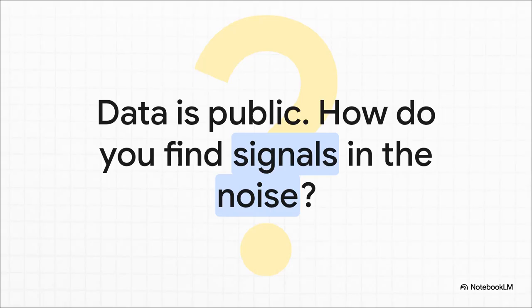And this gets us to the real question, doesn't it? I mean, the whole promise of blockchain is transparency. But that transparency, it's buried under these mountains of raw, messy data. So how on earth do you find the actual, valuable signals hidden inside all of that noise?